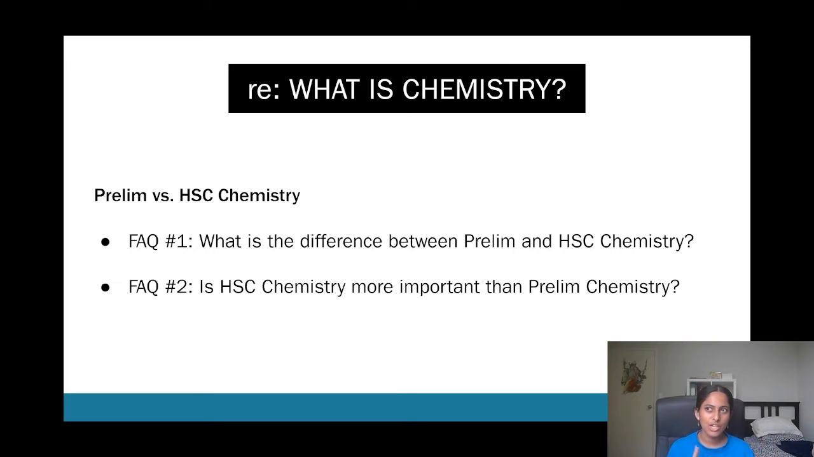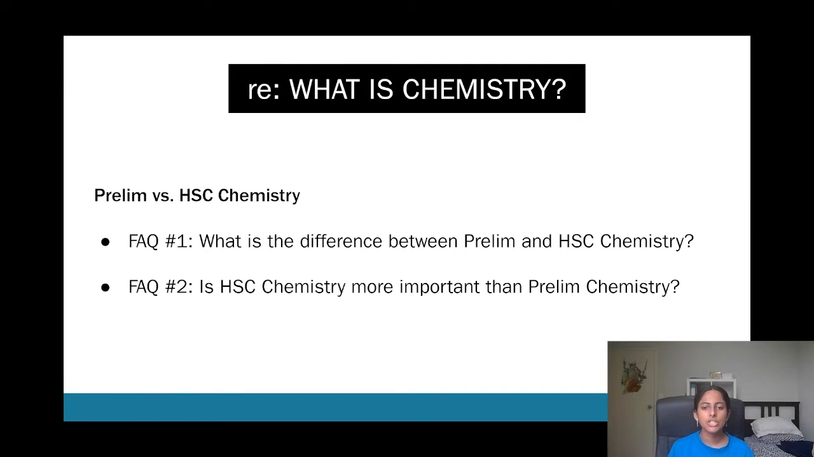In terms of the difference between prelim and HSC chem, prelim chem sets the foundations that you're going to need for HSC chem. If you do well in prelim chem, you'll be much more likely to do well in HSC chem. You don't need to spend your holidays revising over and over again for prelim chem, so make sure that you focus well. At the same time, some concepts in prelim chem don't apply in HSC chem, but everything that we're covering in the lecture today is most likely going to show up in HSC chem.